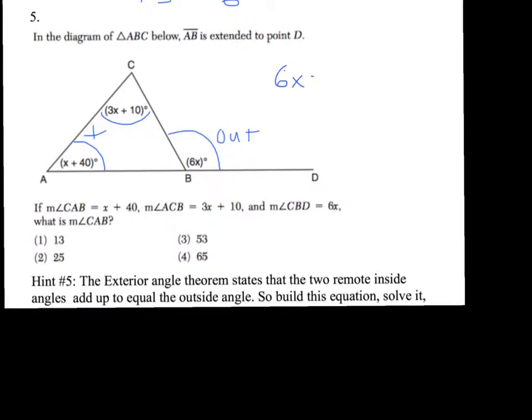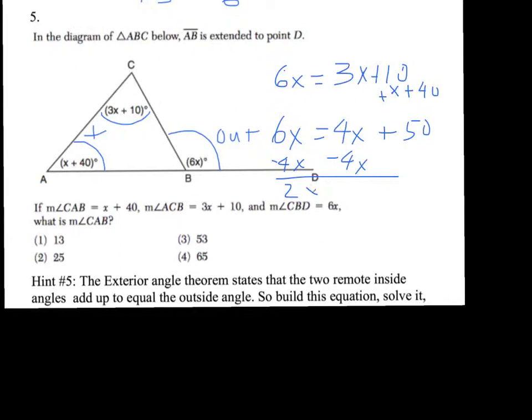So you get 6x is equal to 3x plus 10 plus x plus 40, which altogether gives you 4x plus 50. Continue solving for x, and you end up getting that 2x is equal to 50. Divide both sides by 2, and you get x is 25.